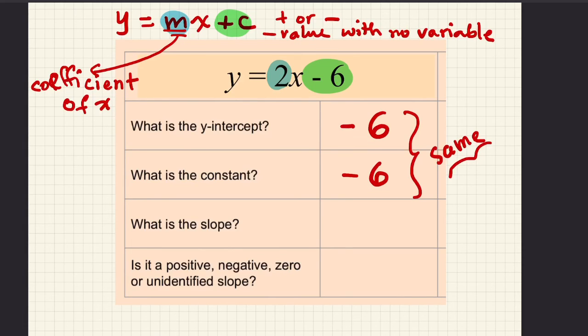So here our coefficient is 2. Since there's no sign over here, you can assume it's a positive 2. And we know when the value is positive, we do not need to put a positive sign. So is the slope positive, negative, zero, or undefined? Now look at the sign of the slope. Is it positive or negative? There's no sign, therefore we assume it's positive. So this is a positive slope.